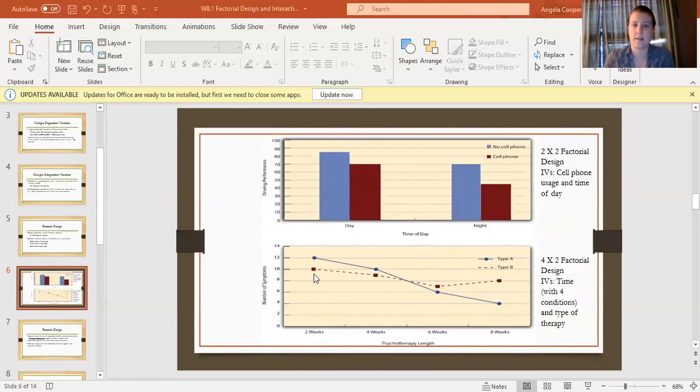So here we are at 2 weeks with type A displaying 12 symptoms and type B therapy type displaying 10 symptoms. And then at 4 weeks, we have type A therapy displaying 10 symptoms, and type B displaying about 9. You'll see that each time set of 2, 4, 6, or 8 weeks, we're counting the number of symptoms of whatever it is they're taking therapy for, and we're comparing it between the type A therapy and type B therapy.